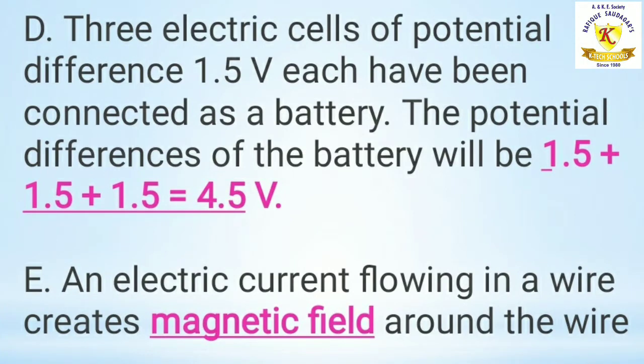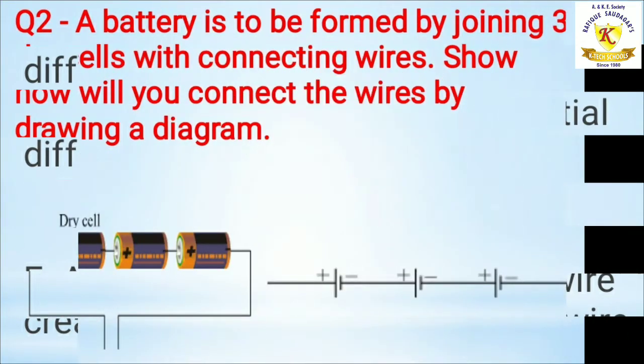D. 3 electric cells of potential difference 1.5 volt each have been connected as a battery. So the potential difference of the battery will be 1.5 plus 1.5 plus 1.5 equal to 4.5 volts. E. An electric current flowing in a wire creates magnetic field around the wire. So these were the fill in the blanks.